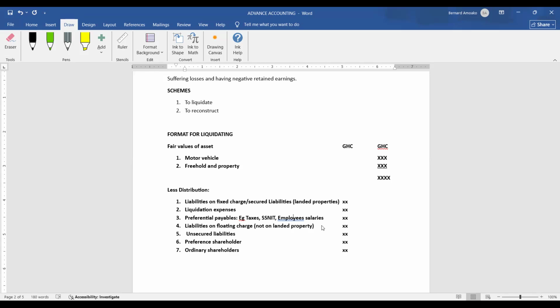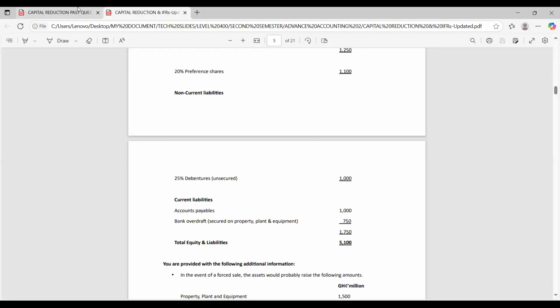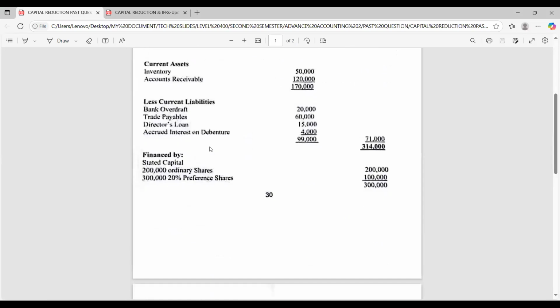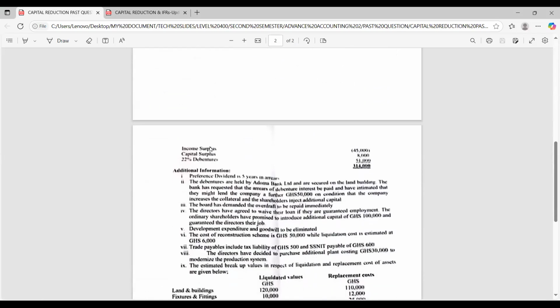For the reconstruction, we need to draw some T accounts, and the T accounts will come in later. So let's look at one or two questions under liquidation before we take the reconstruction. The question I gave you to look at is a past question, though I don't think you can see it properly.